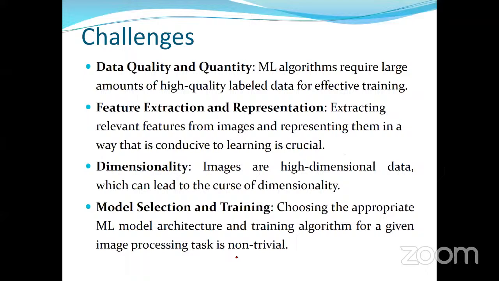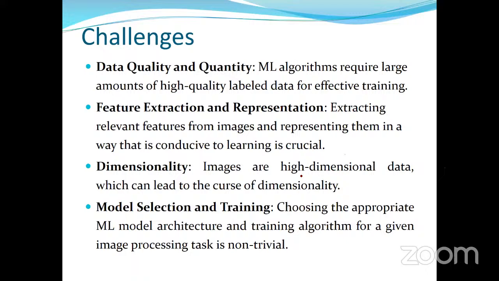All the machine learning algorithms require large amounts of high quality data. So why are we going for machine learning? We have a lot more data. We want to automate it. We don't want to do it manually. We want to do the process automatically. And for the prediction also, we are going for machine learning. And feature extraction and representation is also one of the biggest challenges. So that's why we are using computer vision algorithms.